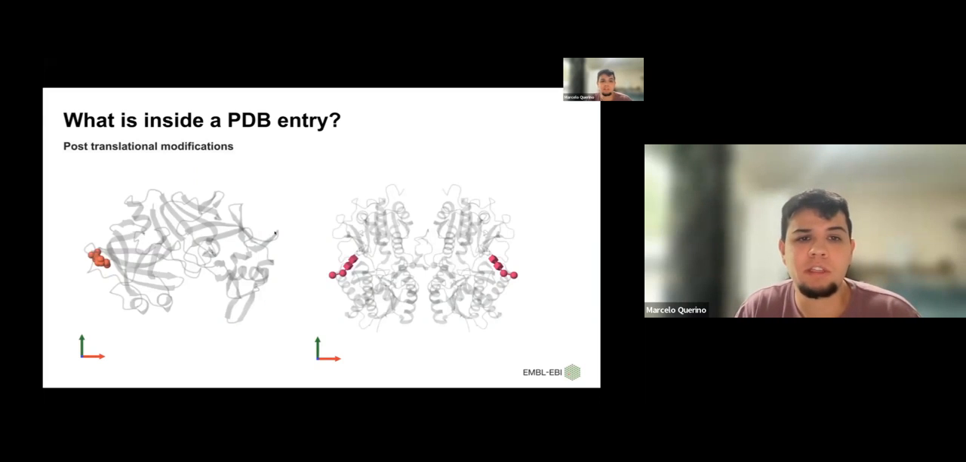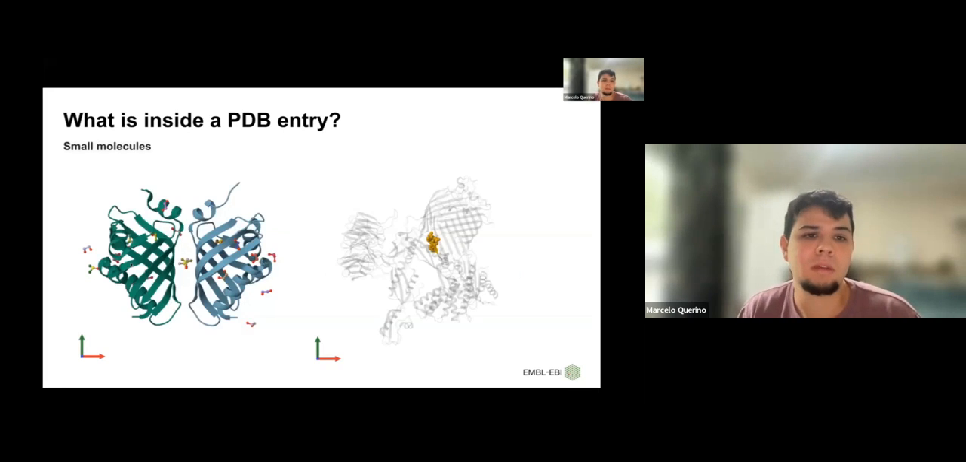We have post-translational modification of residues. We have an example here of phosphorylation on the left and glycosylation on the right. So all sorts of small molecules. We are talking about small molecules of pharmacological interest, such as drugs, antibiotics, drug-like compounds, also metal ions and water.